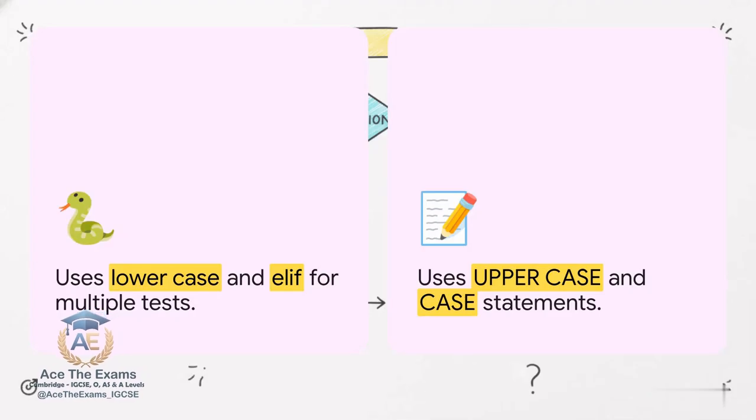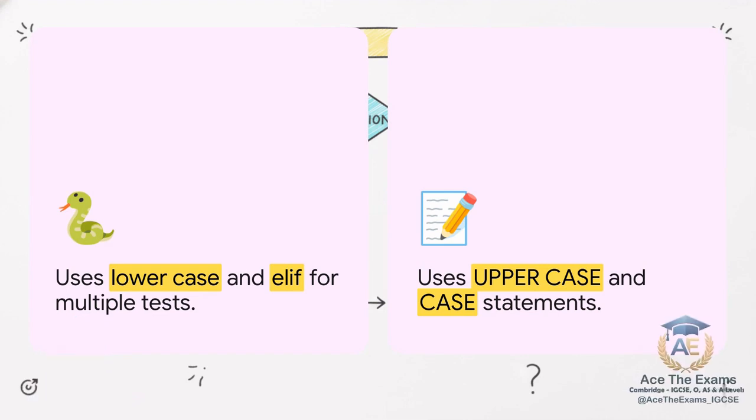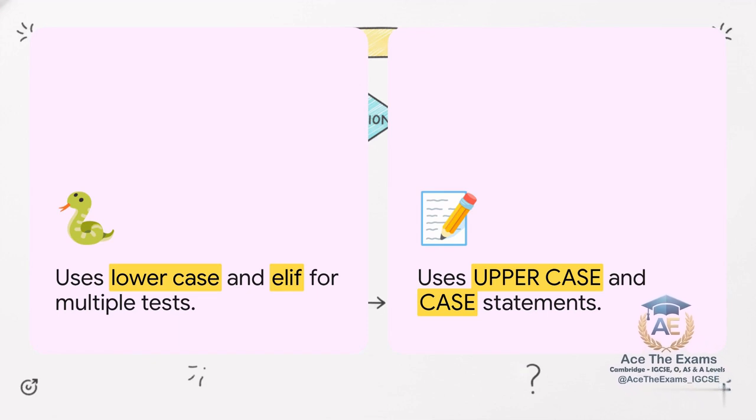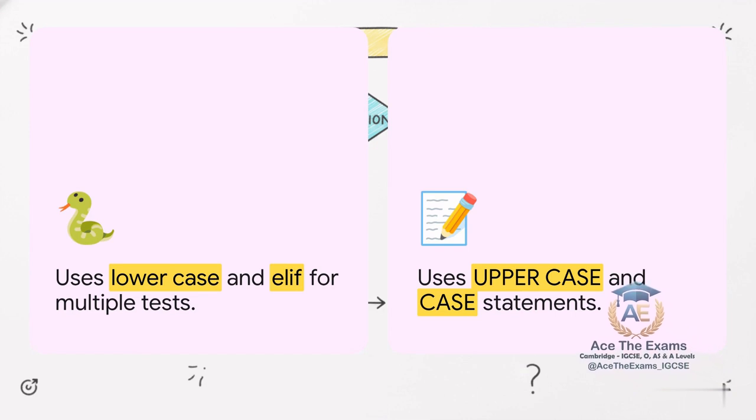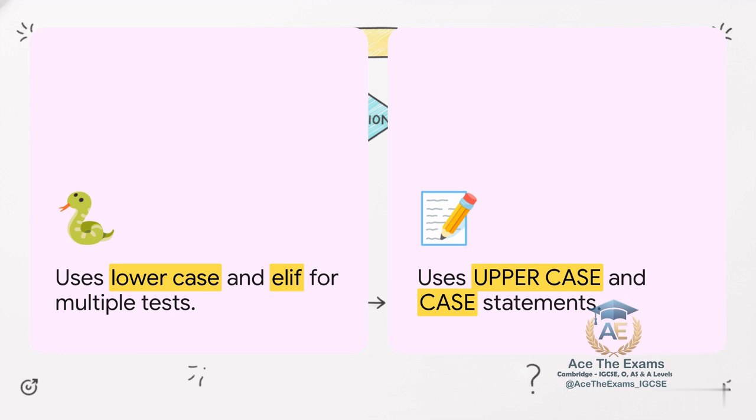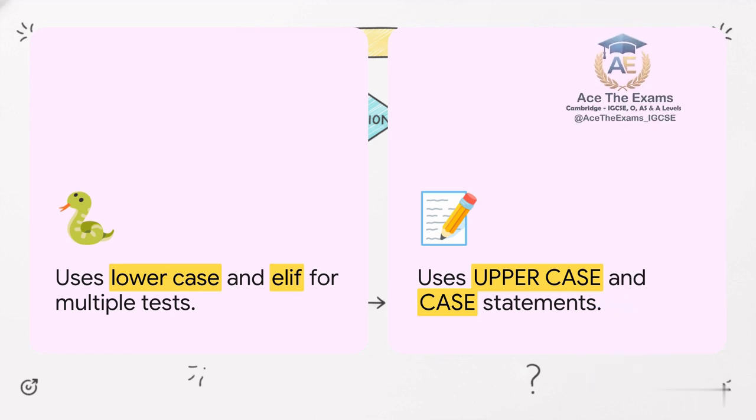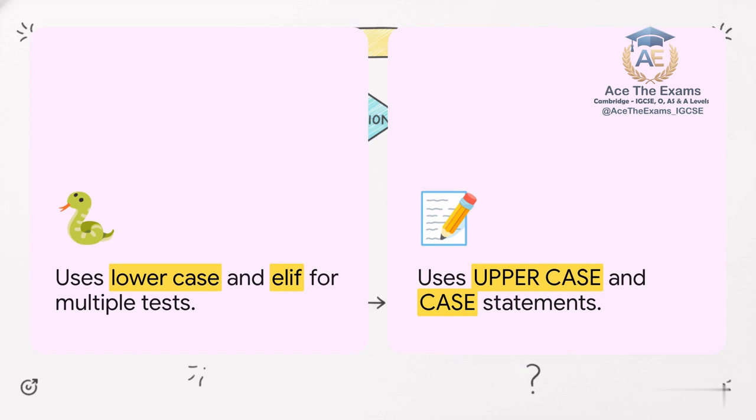Now, what's really interesting about this slide is the strict casing you have to use. When you're writing in Python, the command words are exclusively in lowercase, right? And you use elif when you need to chain multiple tests together. But man, when you switch over to Cambridge pseudocode, the whole game changes. The command words absolutely must be in uppercase. And instead of elif, you are expected to use a case statement. Mixing these up basically tells the examiner you don't know the difference between an actual high-level programming language and an algorithmic design tool. Not a good look.